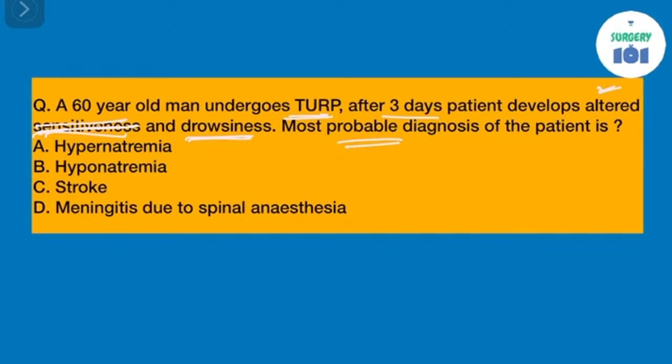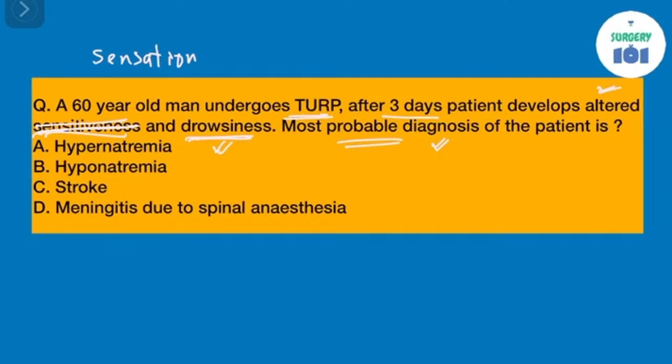Yeah. So here it is not an altered sensitiveness. The patient is having an altered sensorium, and the patient is having drowsiness. Okay, that is what the patient is having. So if this is what the patient is suffering from, what is the more probable diagnosis in this particular patient? Is the patient having hyponatremia, a stroke, or meningitis due to the spinal anesthesia?